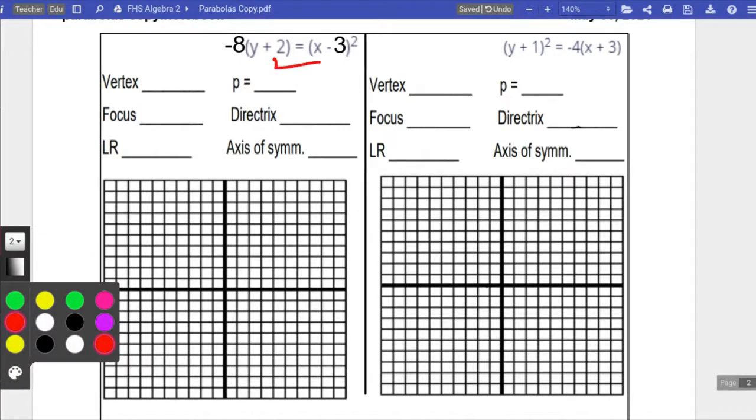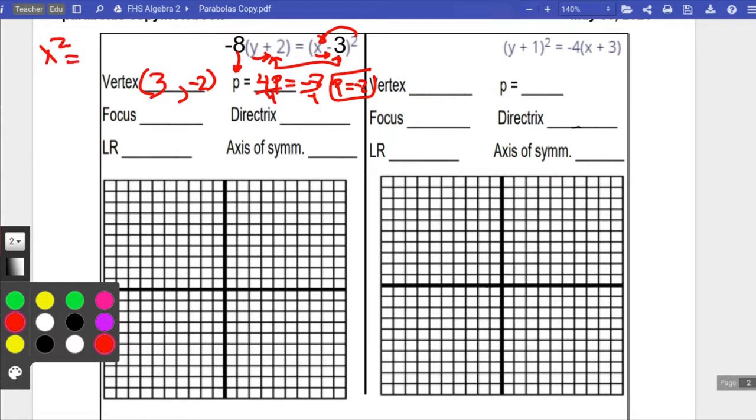All right. Let's go and identify the vertex. The x is with this one, so I'm going to write 3 here. And the y is with this one, so that'll be -2. 4p equals negative 8. Divide by 4. Divide by 4. What do you get? p equals negative 2. All right, we're dealing with x squared.